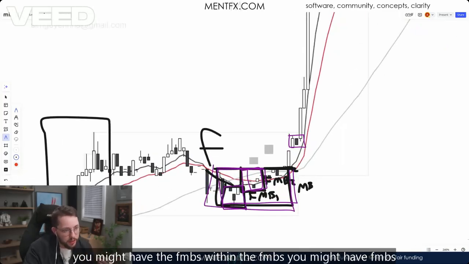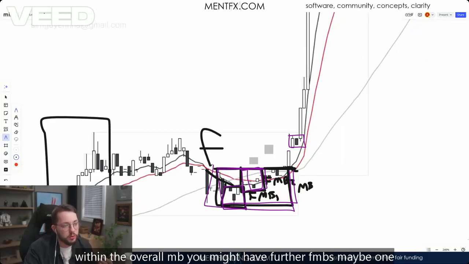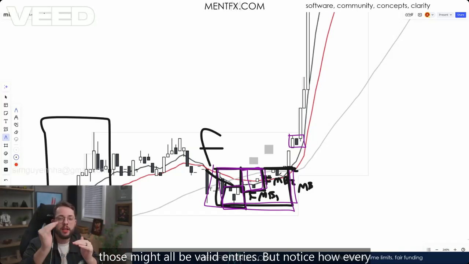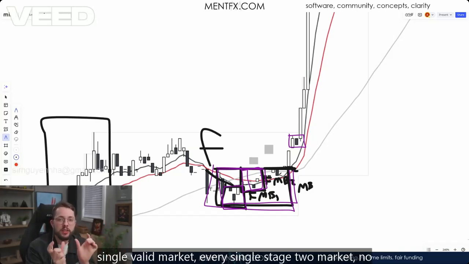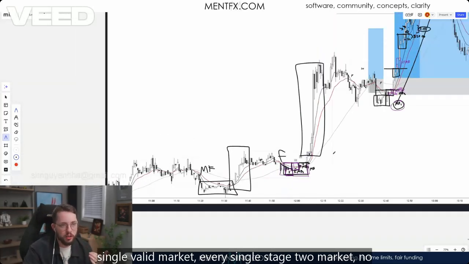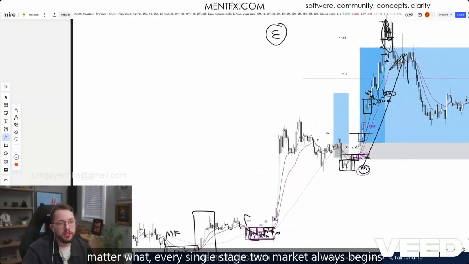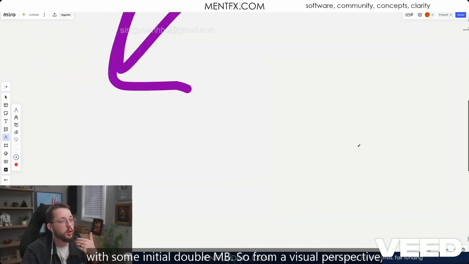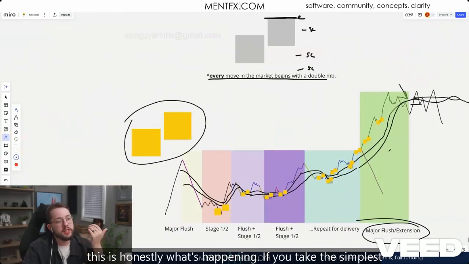And those MBs are formed across a few levels. You might have the FMBs. Within the FMBs, you might have FMBs within the overall MB. You might have further FMBs, maybe 1, 2, 3, 4, or even 5 inside of an MB, and those might all be valid entries. But notice how every single valid market, every single stage 2 market, no matter what, always begins with some initial double MB.